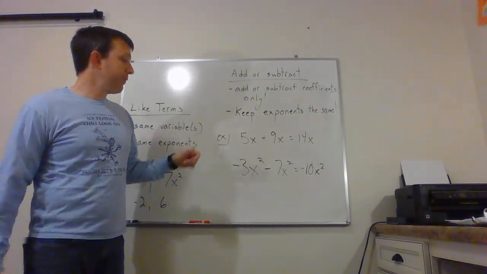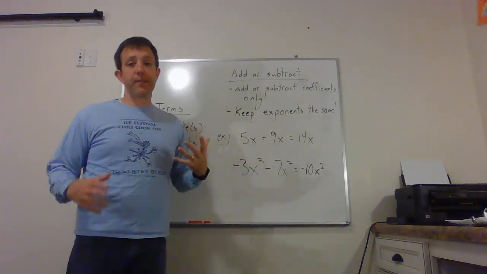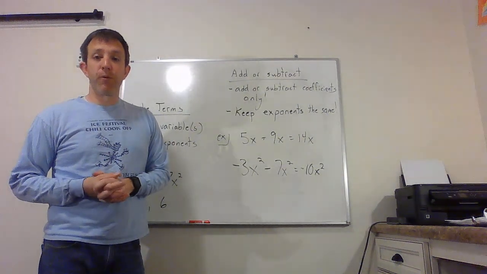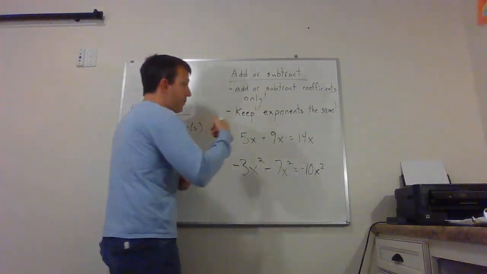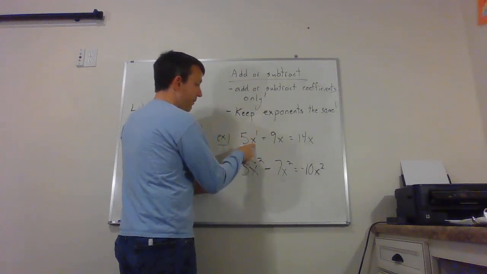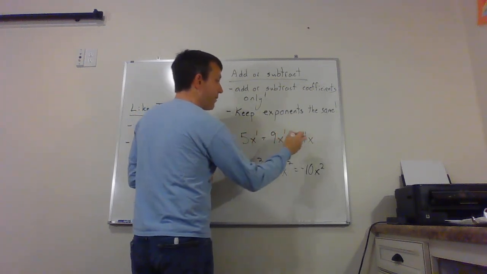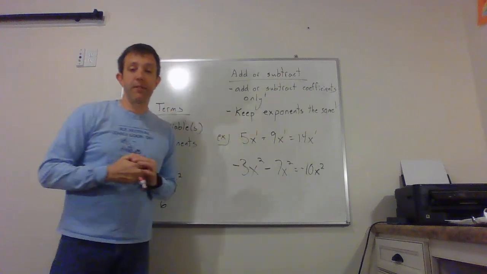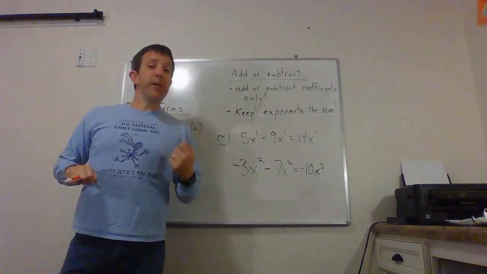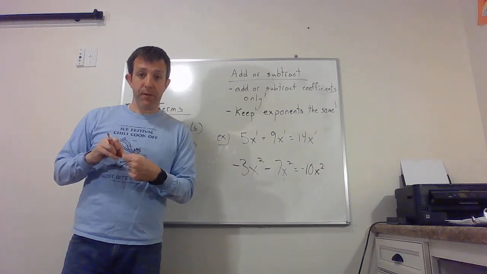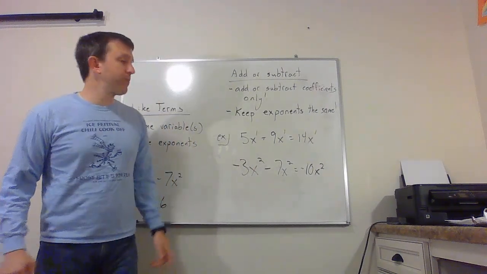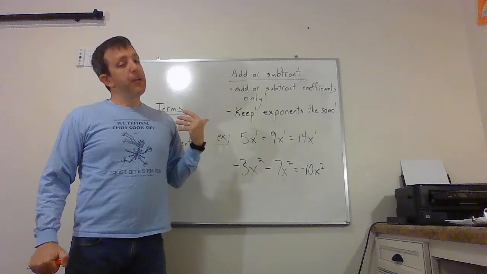So let's do a couple of examples. 5x and 9x. We've seen this kind of problem before. 5 and 9 is 14. Please notice my exponent stays the same. I have x to the first, x to the first. I still have x to the first. Remember, we don't add exponents unless we're actually multiplying things together. So please don't add those exponents. It's a really common mistake.